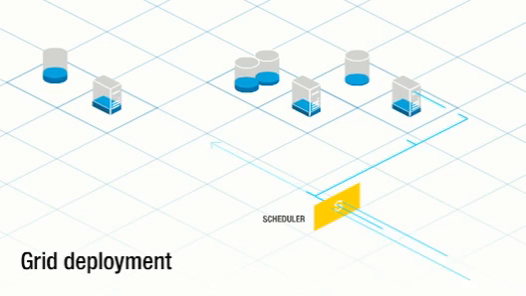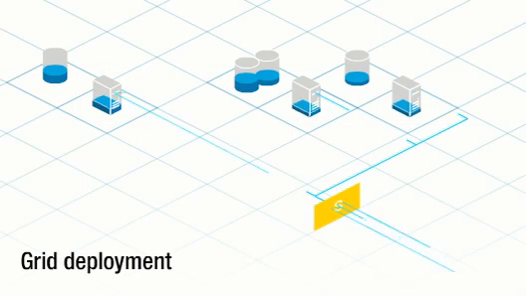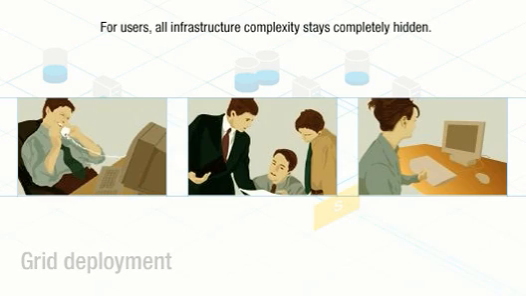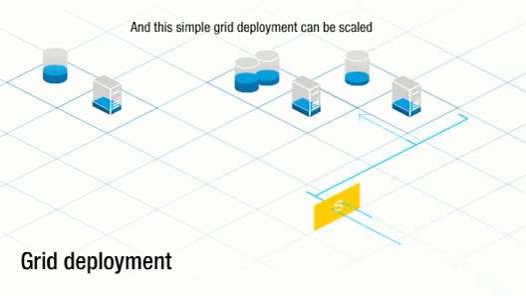In a grid deployment, workload can be broken up and sent in manageable pieces to idle server cycles. A scheduler sets rules and priorities for routing the job. When servers and storage are enabled for grid, copies of the data can be stored in formerly unused space and made easily available. Some grids focus on data federation and availability. Others focus on computing speed. Many involve a combination of the two. Either way, results can be outputted in near real time, on demand. For users, all infrastructure complexity stays completely hidden. The feeling is simple and seamless.